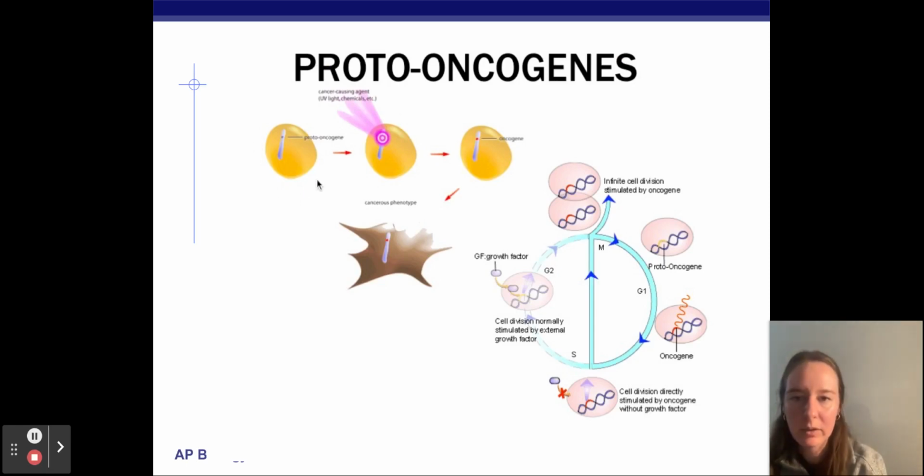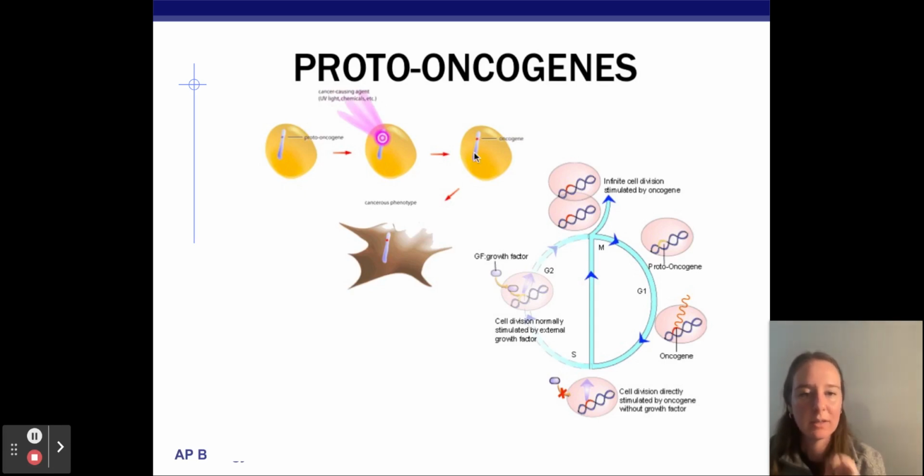So here's a normal nucleus, and we have a chromosome here, one chromatid, and you have a gene. It's called a proto-oncogene. And again, a gene is just a section of DNA right here. Now let's say there's something that is damaging the DNA. So that maybe it's UV light or chemicals. These are called carcinogens. They're things that can mutate your DNA. Then now that proto-oncogene has switched into an oncogene, it's become mutated, and this is cancerous.